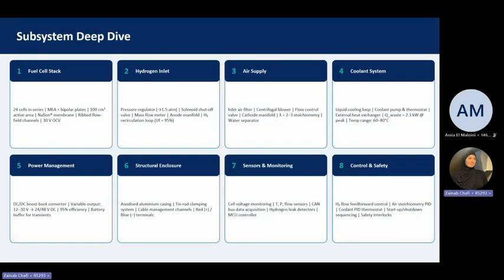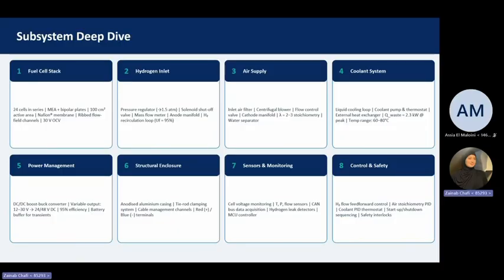This slide explains the 8 subsystems in more detail. The fuel cell stack contains 24 cells connected in series, and it's the main source of electrical power. The hydrogen inlet system controls the hydrogen flow and pressure. The air supply system provides oxygen to the cathode using a blower. And the coolant system removes excessive heat and keeps the operating temperature between 60 and 80 degrees Celsius.